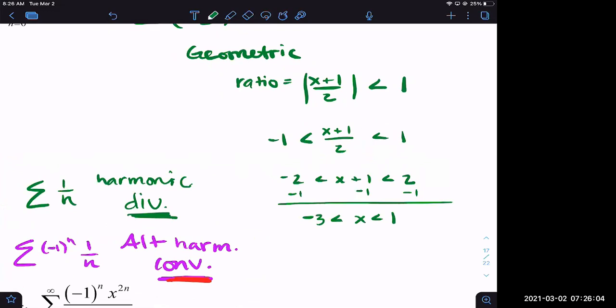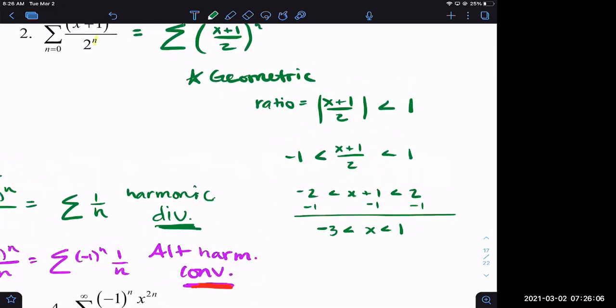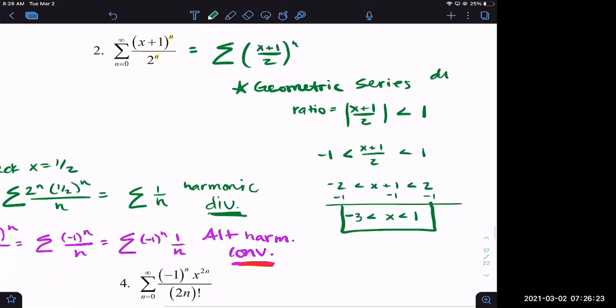On a geometric series, if you recognize that it's a geometric series, you do not have to check endpoints because a geometric series diverges if the ratio is equal to 1. So we always know that those will never be equal to ours. On a geometric series, it diverges when the ratio equals 1. So we never have to check the endpoints. So that one was faster.